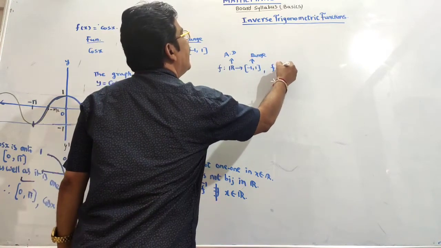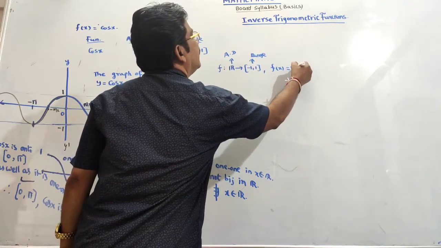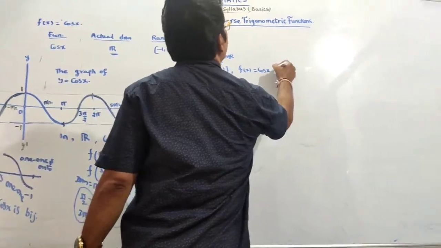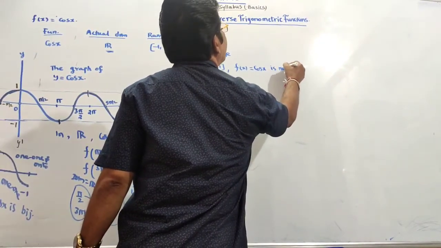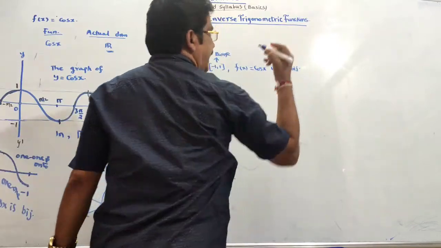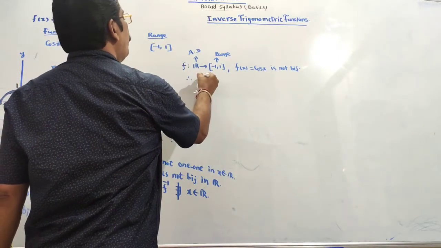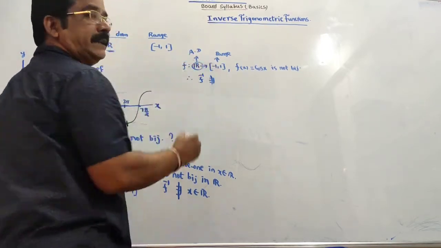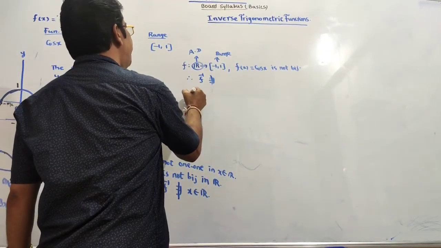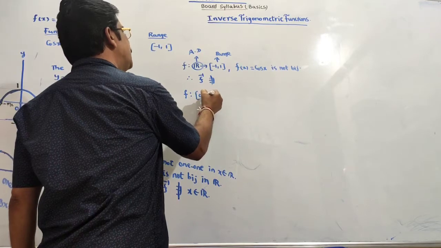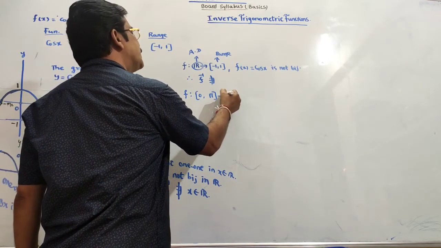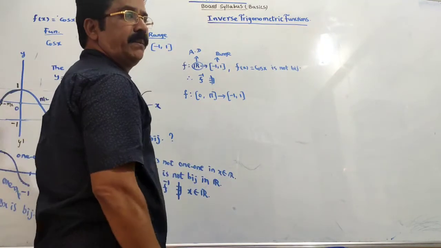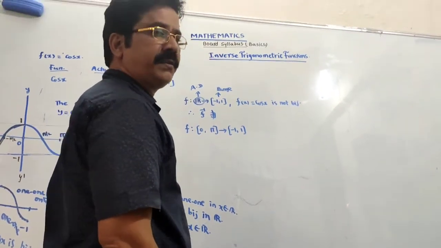The function f of x equal to cos x is not bijective, therefore f inverse does not exist in this area. But in the principal branch, closed interval 0 comma pi, of course the range is the same, -1 to +1, because f is an onto function.